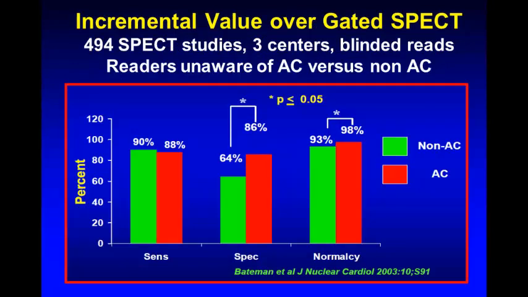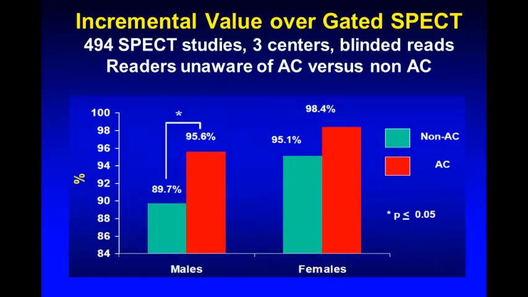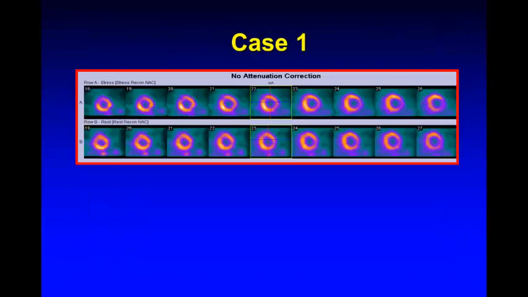I thought this is one of the nice studies. There are a lot of studies that were done. This is one of those nice studies where they brought 494 SPECT studies from three centers and they mixed them. They didn't tell each physician this is AC, this is not AC. So you are either reading an entire AC study or the entire non-AC study for the entire patient. And then you can see here that with the AC, sensitivity did not change much, but specificity increased and normalcy is getting closer to 100%, which is what we want to do. This is seen in males and females.